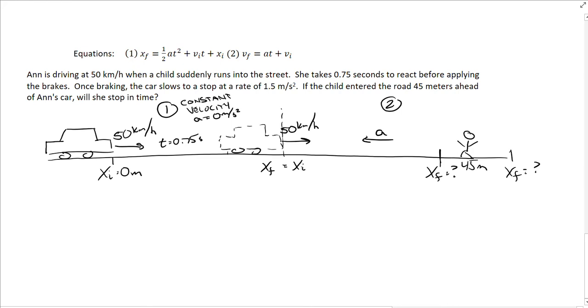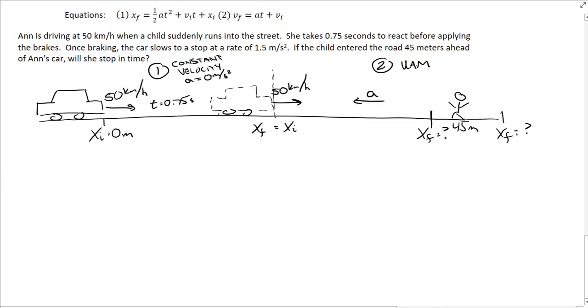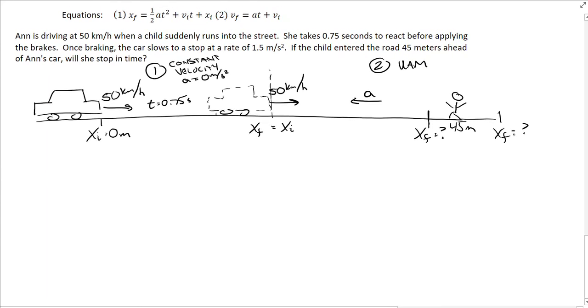So just like we've done in other problems, this is uniformly accelerated motion in part 2. Because there are two kinds of motion, we have to treat them like two kinds of problems. So problem number 1, we have a, t, v initial, v final, x initial, and x final. But a is 0 meters per second squared. It's constant velocity. We know the time, 0.75 seconds. It starts at 50 kilometers per hour.